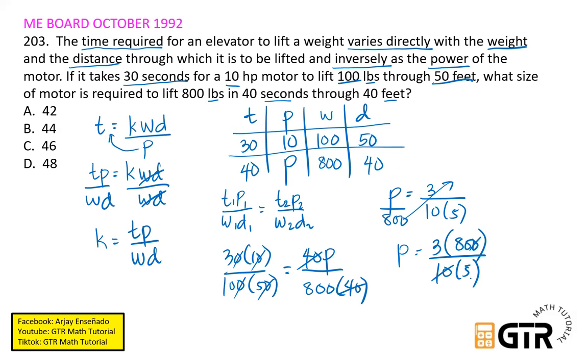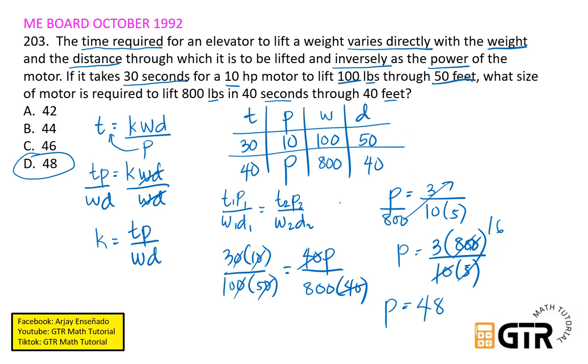So itong 80 tsaka 5 pwedeng ma-divide. 80 divided by 5, that is 16. Okay, so 80 divided by 5, 16 na lang yan. And then final answer, 16 times 3, that is equal to 48. So the correct answer is letter D, 48. 48, anong unit niyan? Horsepower. Okay, so yun yung power, 48 horsepower.